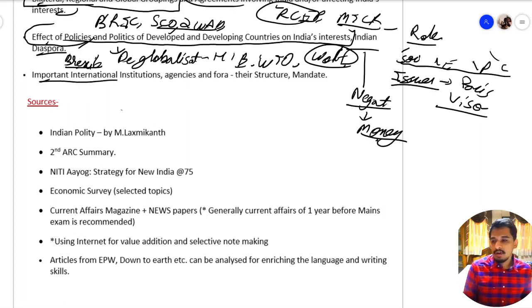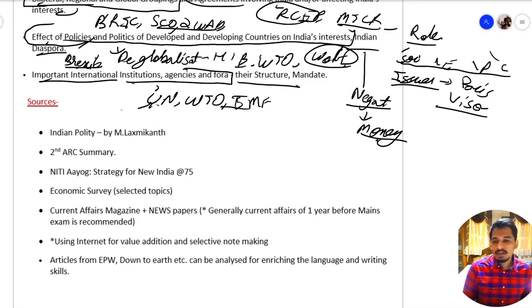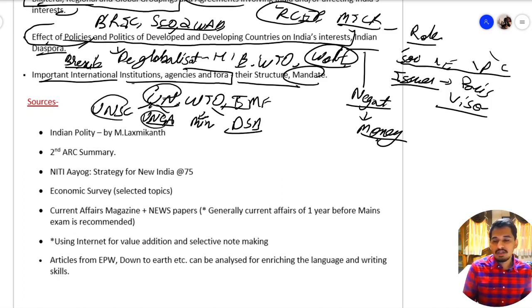Then we have important international institutions, agencies, and fora. In this, you will have UN, WTO, IMF. So these are important institutions at the global level. Then their structure should be known to you, that is, what is the structure of the UN. Like it has UNSC, UNGA. This is the structure. In WTO, we have the ministerial conference at the top. Then we have the dispute settlement body. This is the structure. Then what is the mandate? What is the mandate of UN, UNSC, UNGA, UNICEF, WTO, and IMF? That should be known to us.